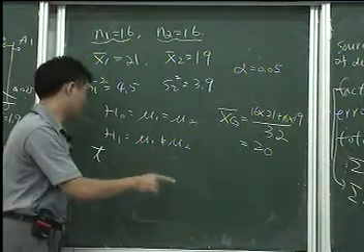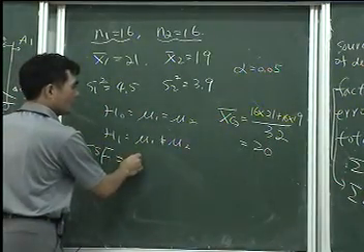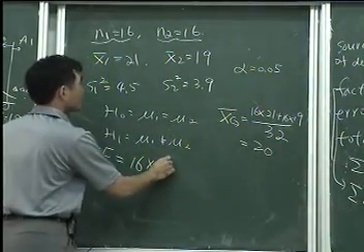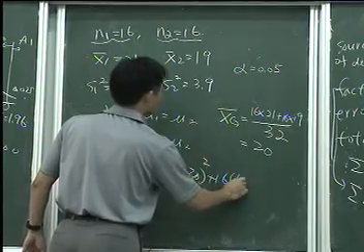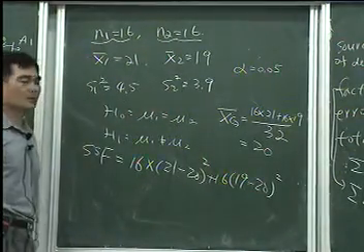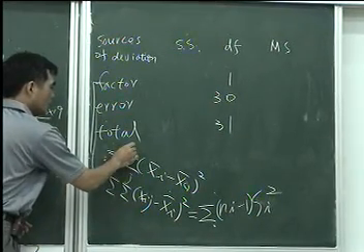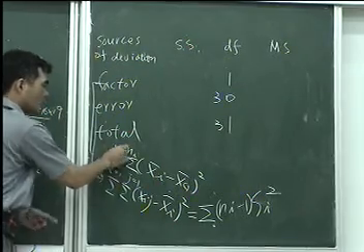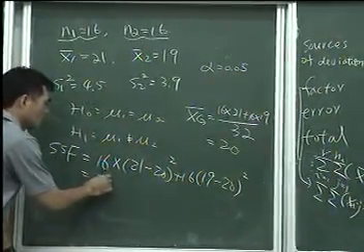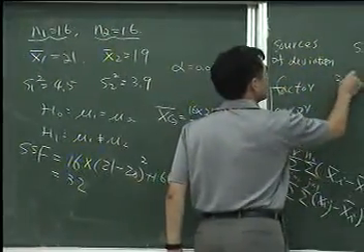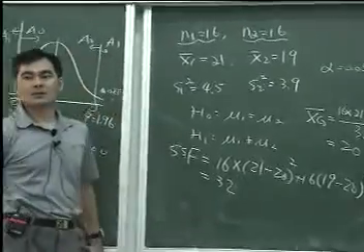So we want to calculate SSF, okay? SSF is equal to 16 times 21 minus 20 to 2's power plus 16 times 19 minus 20 to 2's power, right? Because here you have X bar i minus X bar G, right? And this is ij from 1 to Ni, from 1 to R, right? So you have 16 samples. So it's 16 times this one. So it should be equal to 32, right? So you have 32 here. Then MSF is also equal to 32. Okay? Any questions so far?